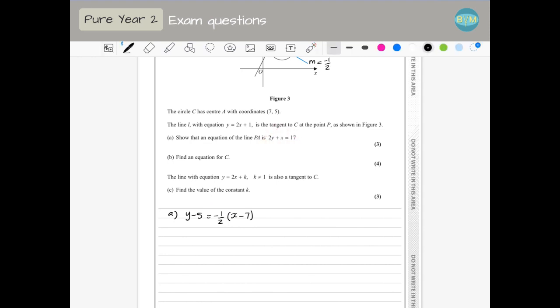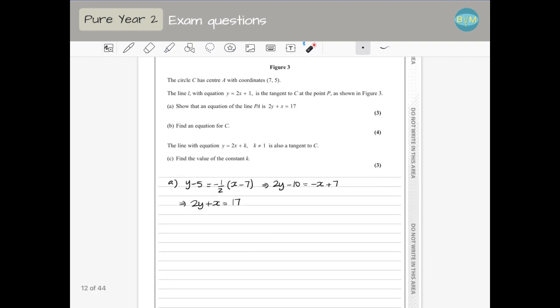So I'm going to multiply everything by 2. I have 2y minus 10 is going to be minus x plus 7. So 2y plus x equals 17. Then that is what we have to find. That's the first part. Then find an equation for C.